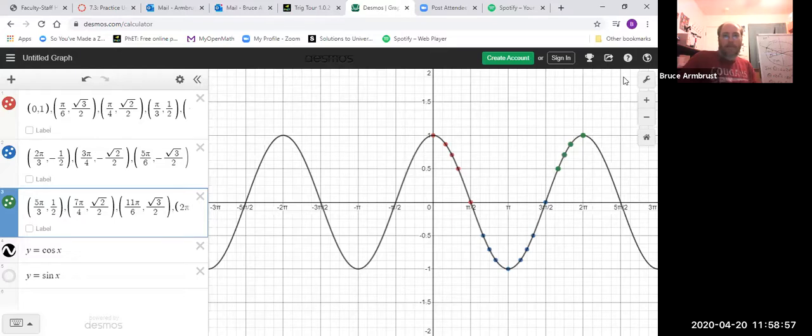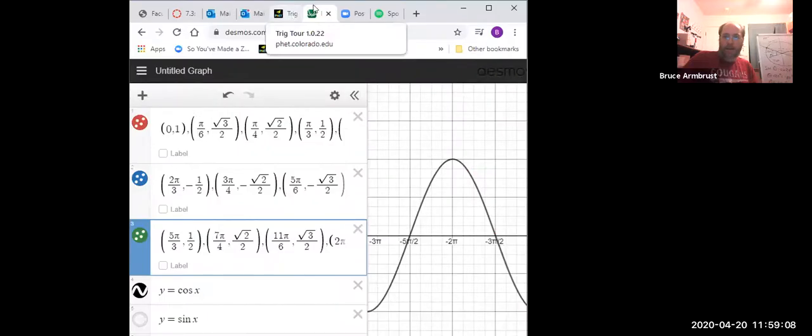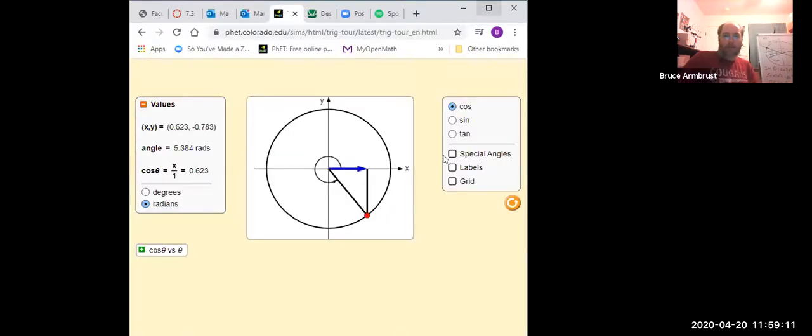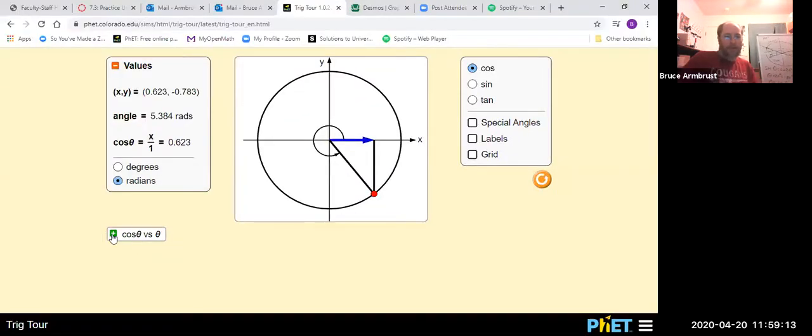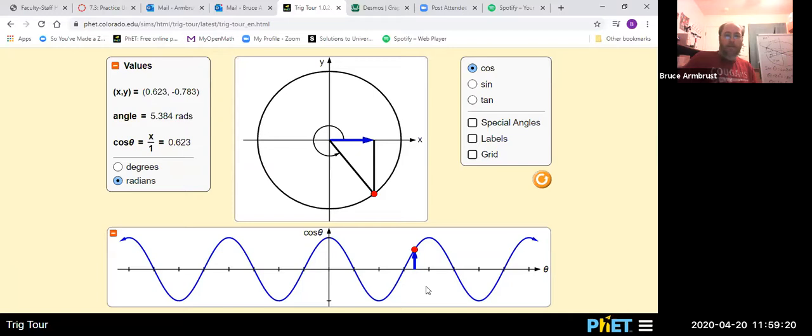All right, well, if I go back to Trig Tour, I just want to show you that they also have a graph of cosine of theta versus theta. I just turned it off because I didn't want you to see it yet. But notice that this picture is exactly the same as what we just drew. And again, this axis is theta. It's the angles. And this axis is the cosine value.